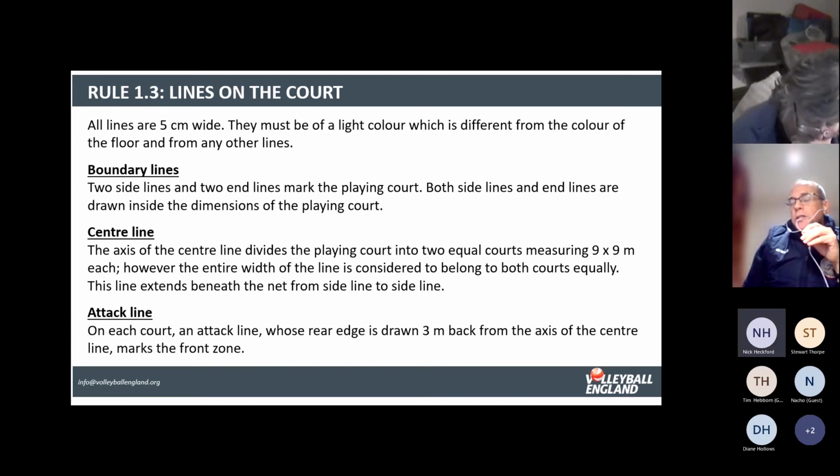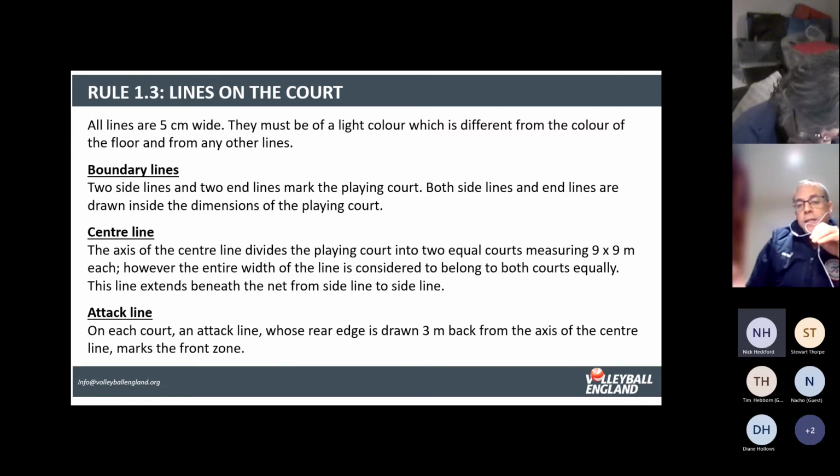So in addition to the center line, we have the attack line, and there is an attack line on each court. Its rear edge, and this is what I'm saying, that it's the furthest away from the center line. Its rear edge is 3 meters back from the axis of the center line. Okay, and that marks the extent of the front zone.